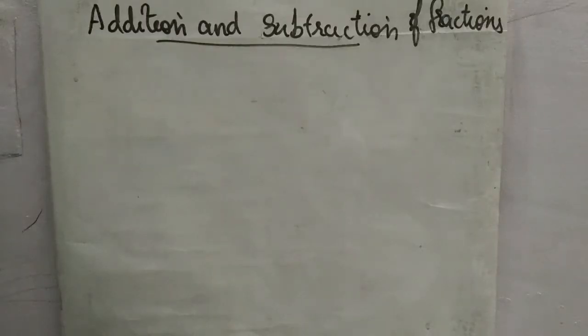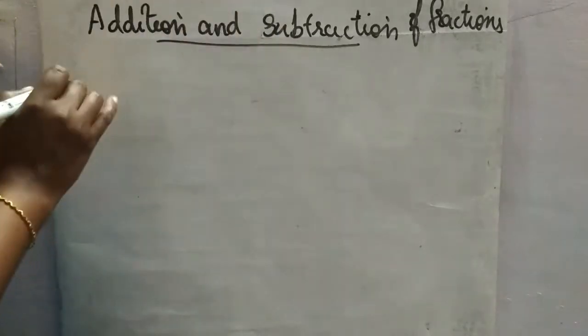Last class we learned about conversion of unlike fractions into like fractions and reducing fractions to the smallest fraction. So today, let's learn about the addition and subtraction of fractions. Look at the board. Addition and subtraction of fractions.